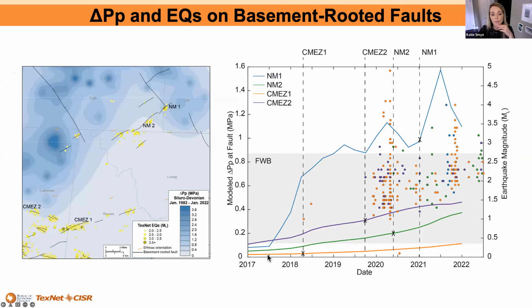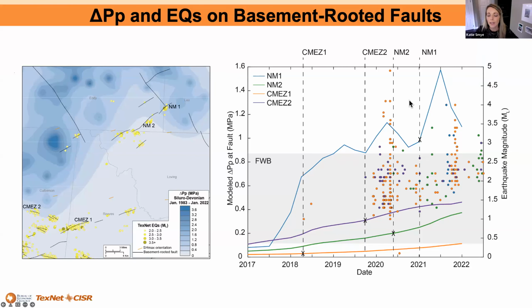So what we do for each of these faults is we extract the modeled pore pressure over time that we think that fault is seeing. And so each of these are shaded by color, and then we plot the earthquake sequences, which are shaded in the same color. For reference, I've plotted in gray here the range of pore pressure change that faults in the Fort Worth Basin, the Dallas-Fort Worth area, saw when they ruptured. So there's a wide range, you know, from 0.1 MPa to closer to 1 MPa in the Fort Worth Basin.